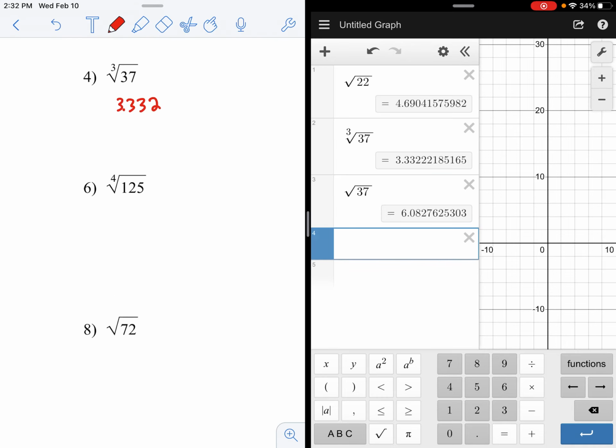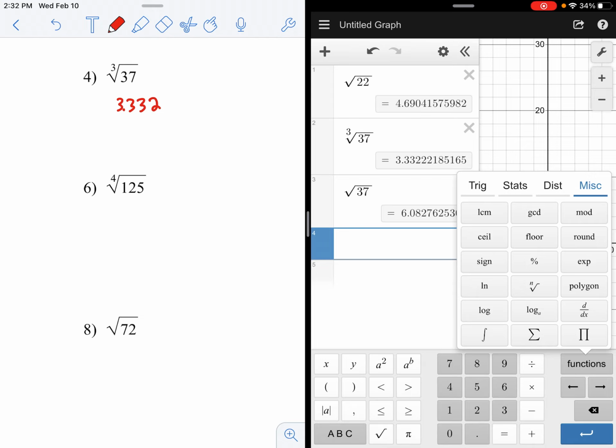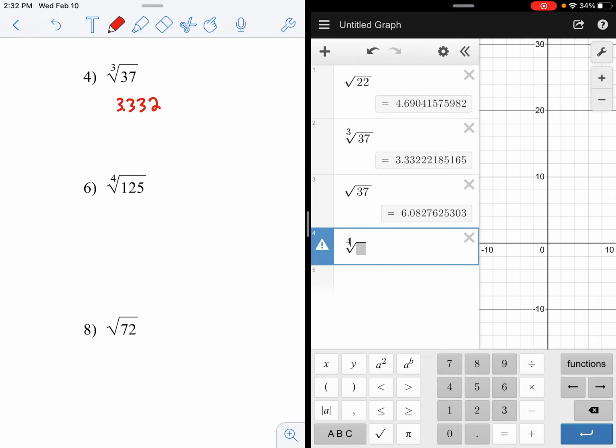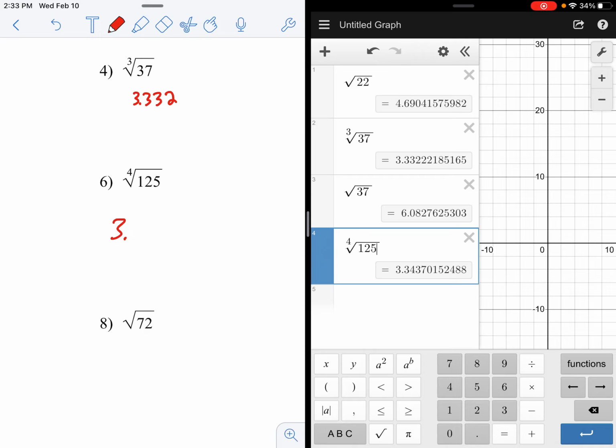Let's do number 6. So fourth root. So again, function, miscellaneous is already highlighted. There, the middle column right there is the nth root button. Type a 4 there and 125 down there, and I get 3.344. Now that's 3.437. The 7, since it's 5 or bigger, rounds up. So you round that 3 up into a 4.